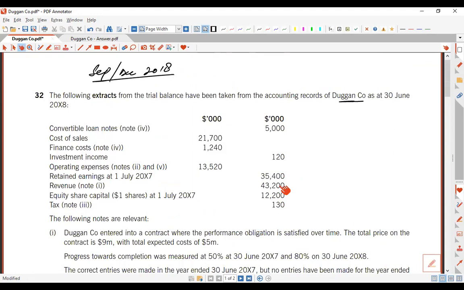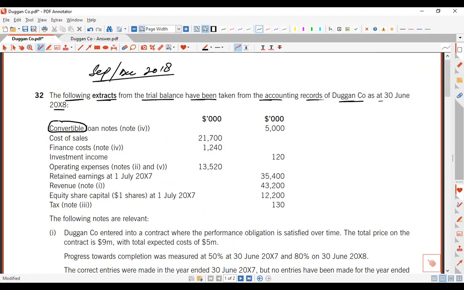Now, what's included in this question of the September, December 18 exam attempt? Please read this question carefully. I'm going to discuss the things from the question in detail. Then we will start attempting and solving this question. The following extracts from the trial balance have been taken from the accounting records of D company as at 30th June 2008.